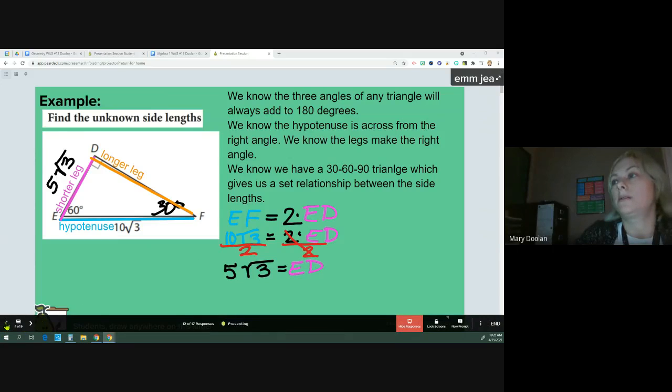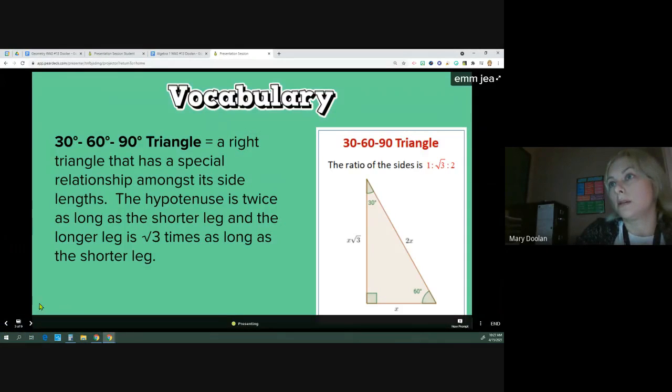So if I come back to this slide, it says here that the longer leg is square root of 3 times as long as the shorter leg. Okay, we now know the shorter leg. The shorter leg is 5 square root of 3. The shorter leg is ED, and the longer leg is DF, but it is unknown at this time. So DF is going to be exactly square root of 3 times as long as the shorter leg.